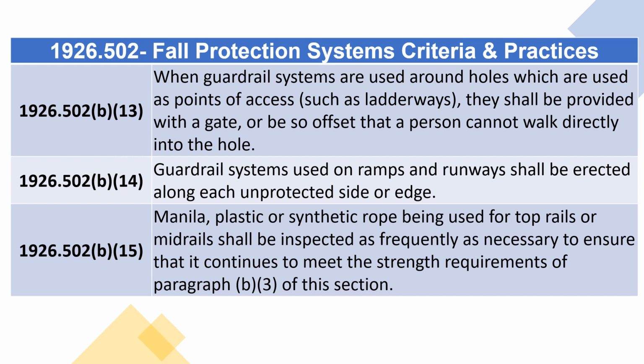1926.502(b)(14). Guardrail systems used on ramps and runways shall be erected along each unprotected side or edge. 1926.502(b)(15). Manila, plastic or synthetic rope being used for top rails or mid rails shall be inspected as frequently as necessary to ensure that it continues to meet the strength requirements of paragraph (b)(3) of this section.